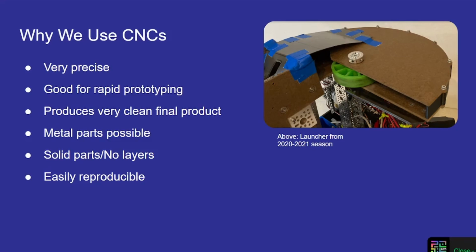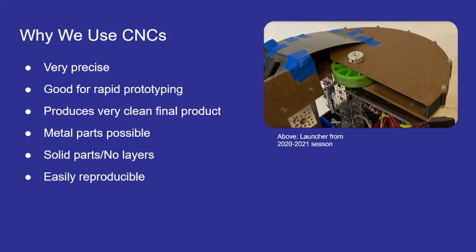Why we use CNCing: it's very precise. It's generally pretty fast unless you're doing something with a lot of small holes. It produces a very clean final product. You can make it out of metal. There are no layers, so it's very structurally sound, and it's easily reproducible.